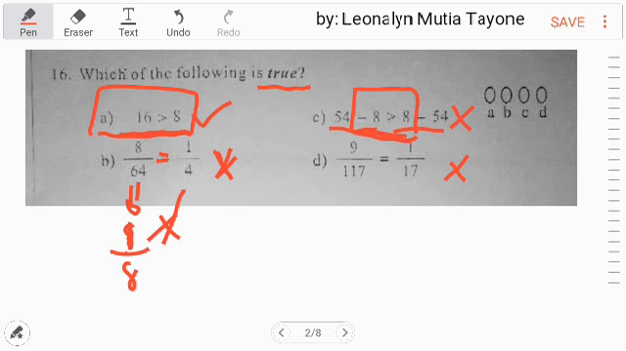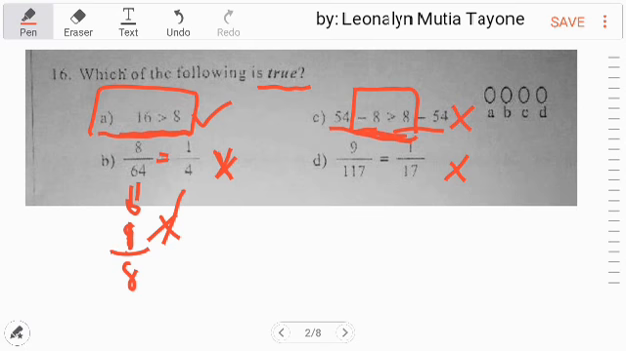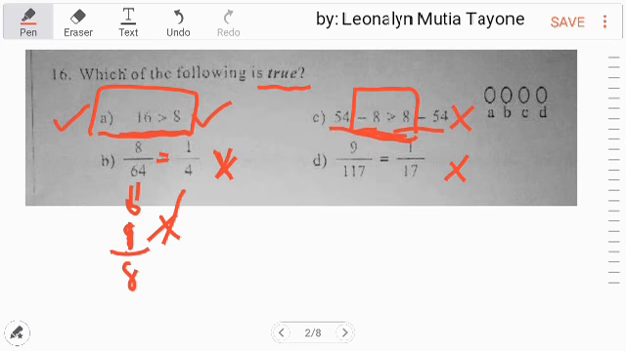MSA reviewer ito. So, just comment below kung anong sagot ng number 16, kung ano ang nandoon sa answer key nito. For me, ang answer dito ay letter A. 16 is obviously more than 8.